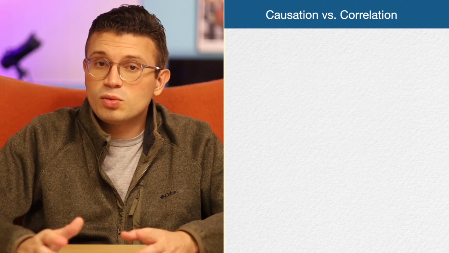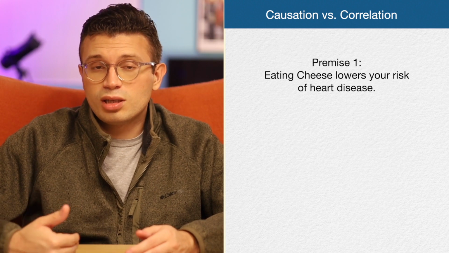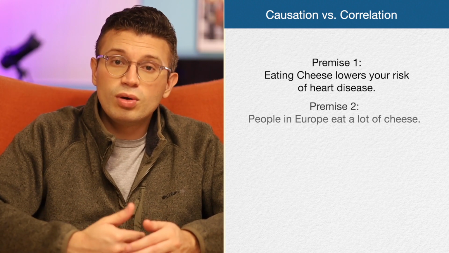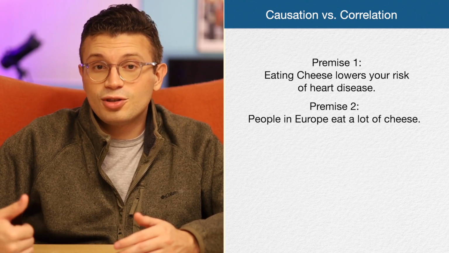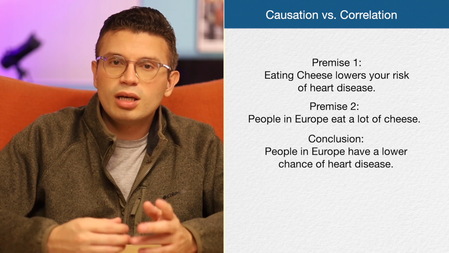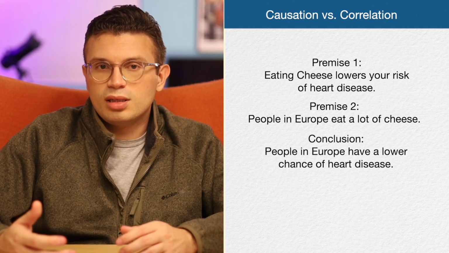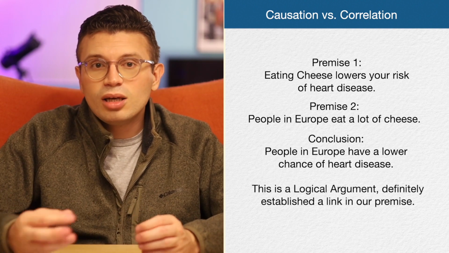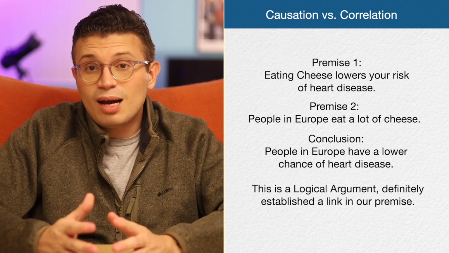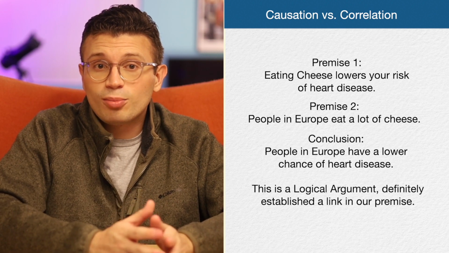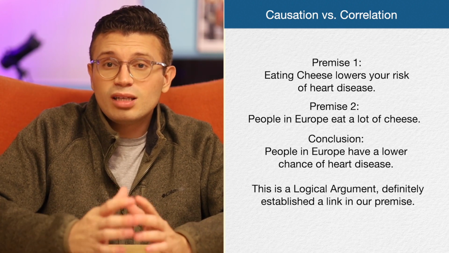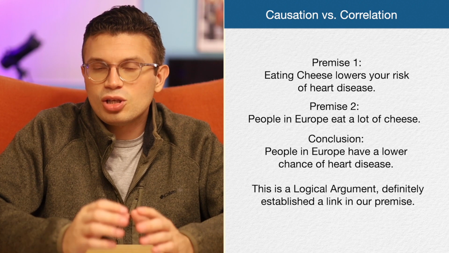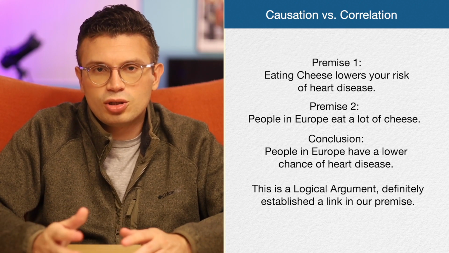Okay? Premise 1, eating cheese lowers your risk of heart disease. Premise 2, people in Europe eat a lot of cheese. Conclusion, people in Europe have a lower chance of heart disease. See, that is okay. That's a logical argument. Why? Because we definitively established a link, a causal link, in our premise. When you have something explicitly stated in your premise, you don't have to question it. It's not your job to question it.